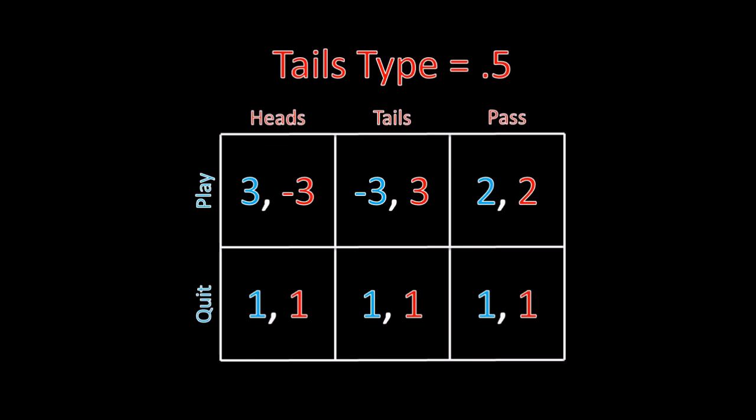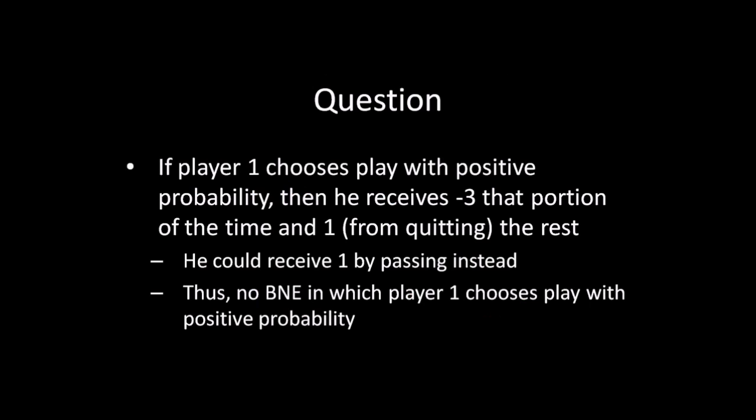So we know that player 2 has to choose the correct side of the coin if player 1 is going to choose play with positive probability. But now let's think about whether player 1 would actually want to play with positive probability under those circumstances. Well, if he's choosing play with positive probability, then he's receiving a -3 that portion of the time, and he'll receive a payoff of 1 from quitting the remainder of the time. But this means that some portion of the time he's getting a very bad payoff. He's getting that -3 because player 2 knows what side of the coin to call because she has seen the result of the coin flip.